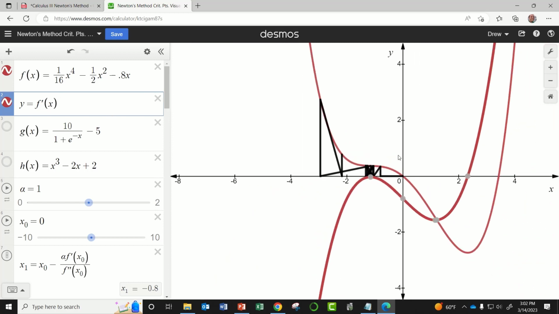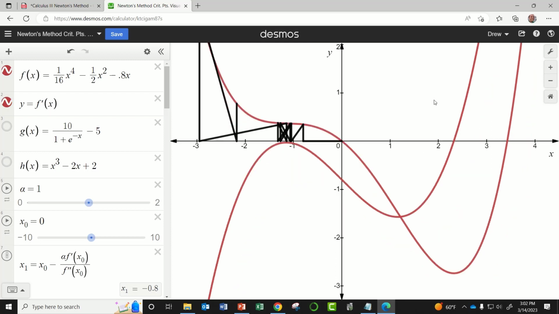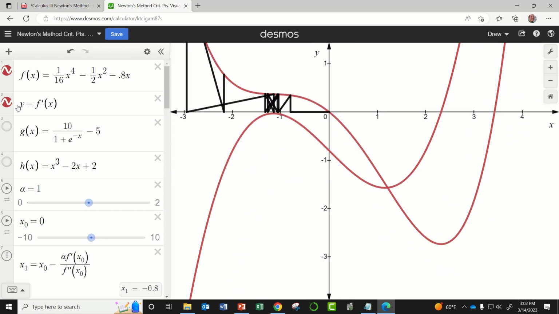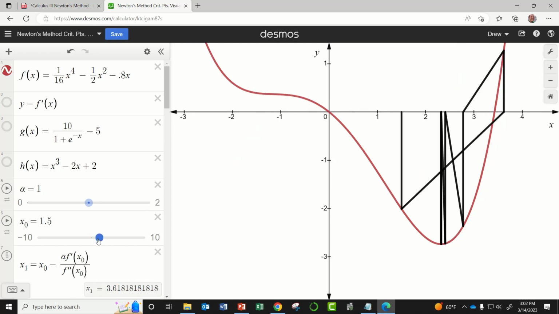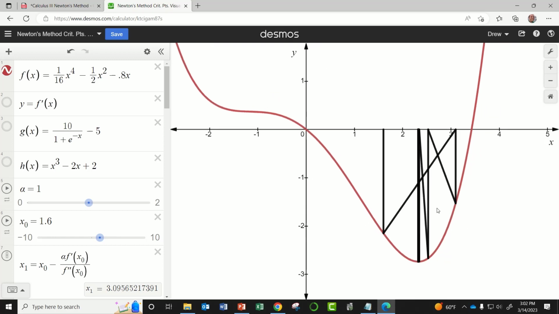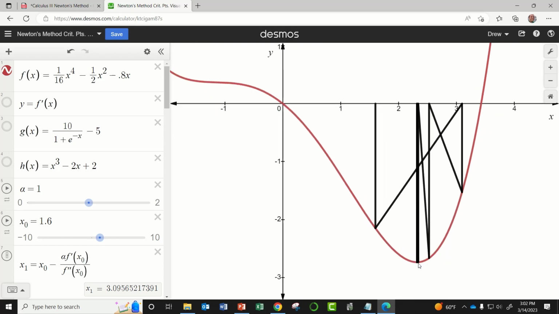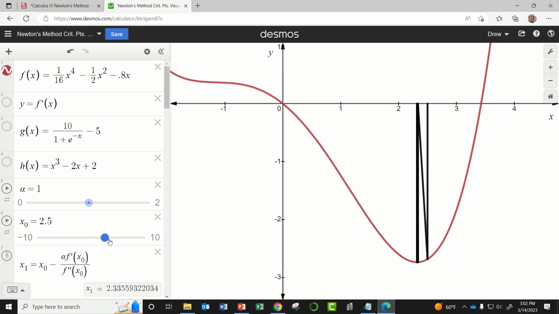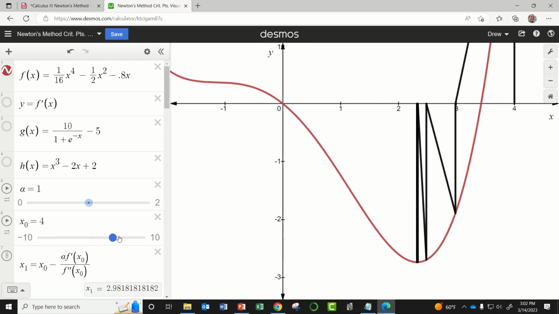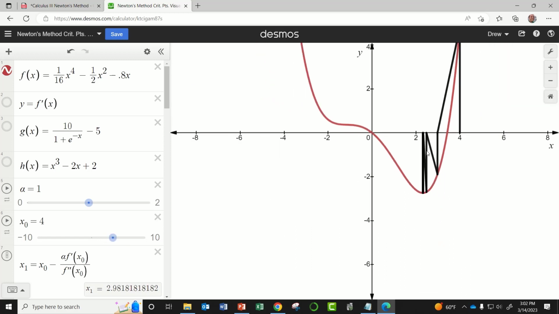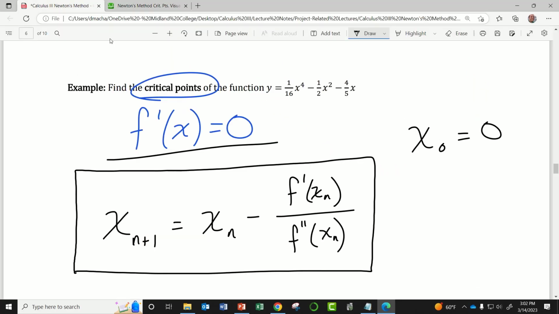Okay? This over here, however, is a minimum. We can clearly see that with our own eyes. And so obviously a critical point of the function. And if I get my initial iterate close enough, then Newton's method does eventually find that critical point. All right, so if you started with an initial iterate of 4, then you should have found the critical point of the function.